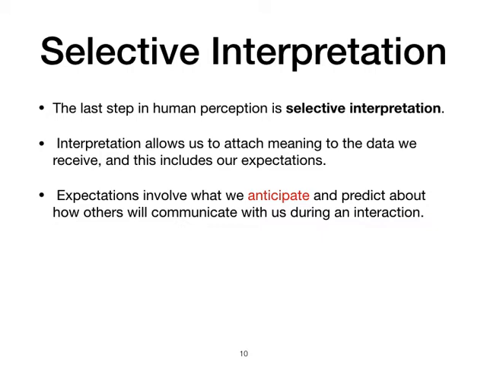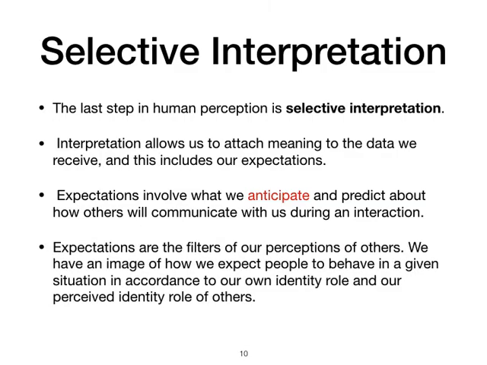Anticipate is something that we guess in advance, how people will respond, and expectations are the filters of our perception of others. We have an image of how we expect people to behave in a given situation in accordance with our own identity role and our own perceived identity role of others. So this is very important, the interpretation process, but it all depends on the kind of expectations we have. So we interpret things selectively as well. This is called selective interpretation.